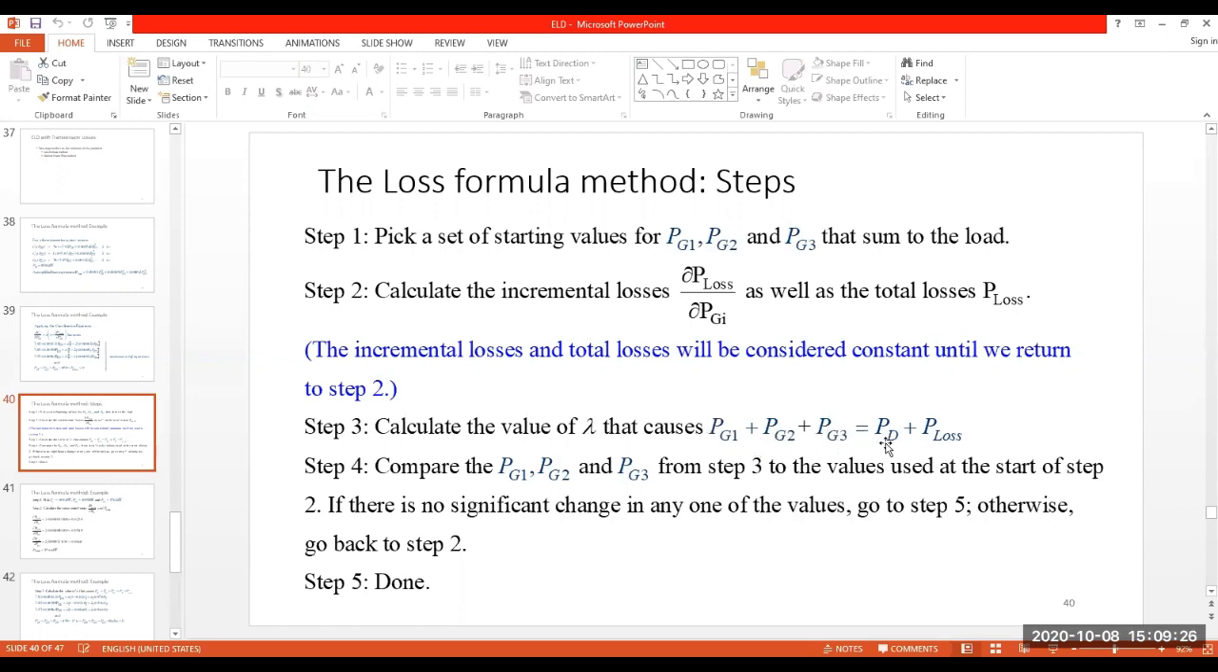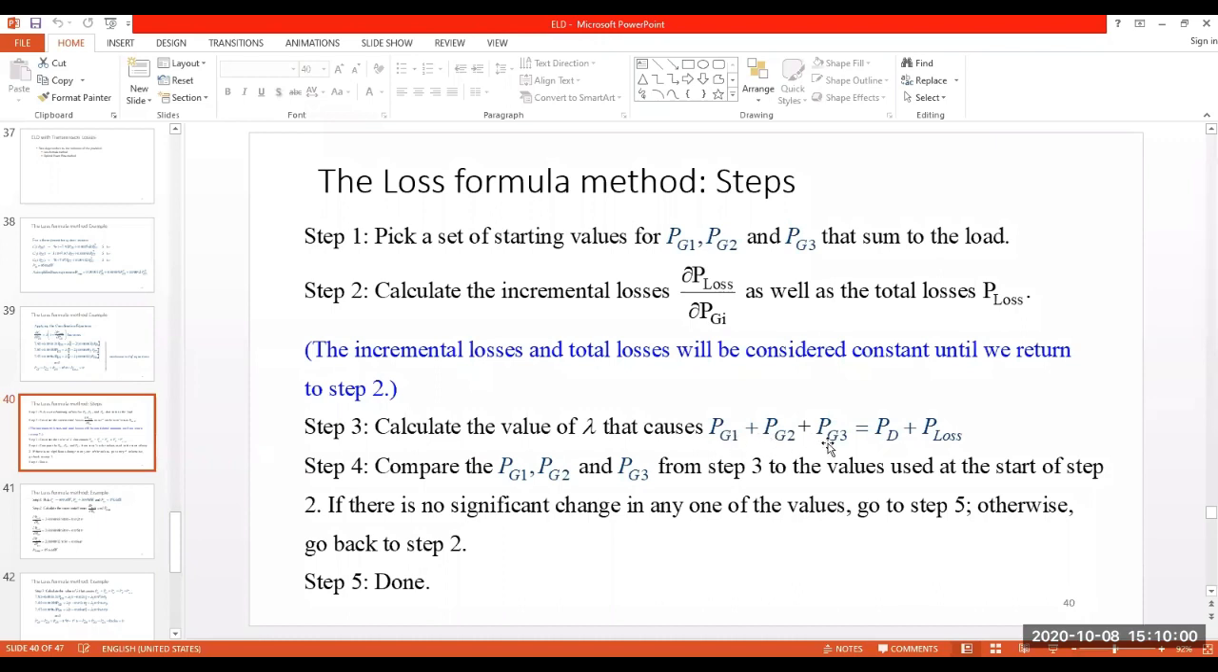Why? Because now we have some updated expressions. At the top in step number 1, we did not include P_loss, so there was a balance between the summation of PGi and the load, but now you see we have some losses also. So these values of PG1, PG2, PG3 at step 3 should not be exactly the same as the starting value, because we are introducing some losses here. So of course this balance will be a little bit changed. It will not be exactly as it is.